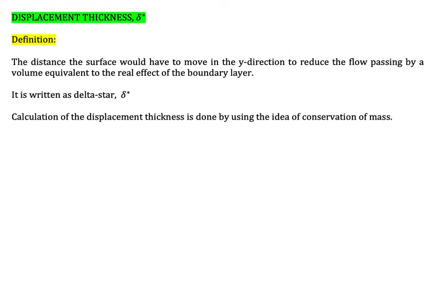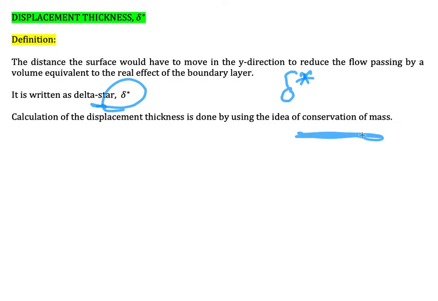And then we go for the second term, which we call the displacement thickness. The definition is the distance the surface would have to move in the y direction to reduce the flow passing by a volume equivalent to the real effect of the boundary layer. It is written as delta star, delta with an asterisk mark. Calculation of the displacement thickness is done by using the idea of conservation of mass. So what is the meaning of this?